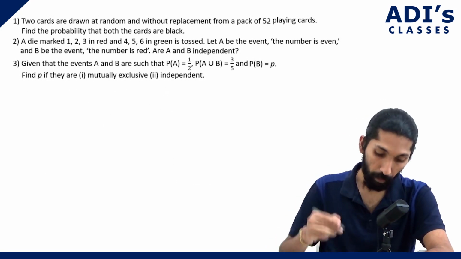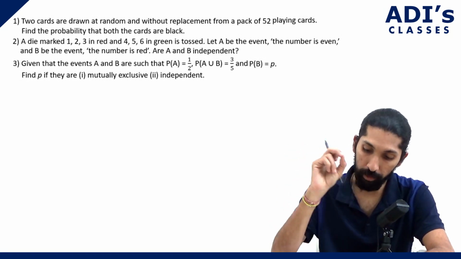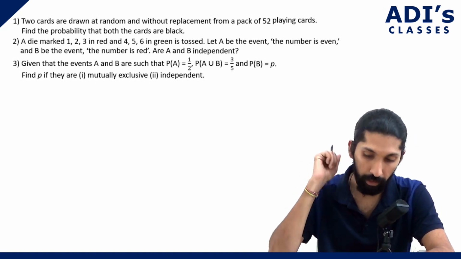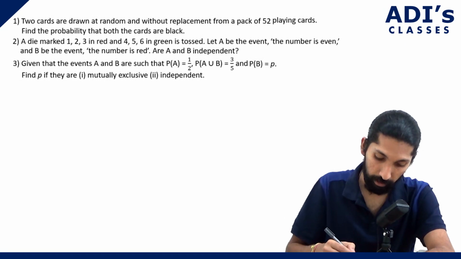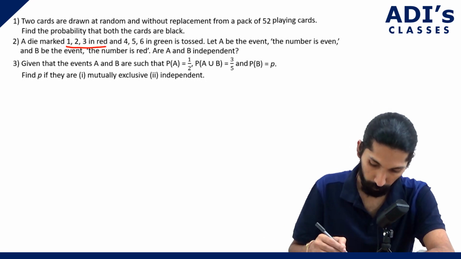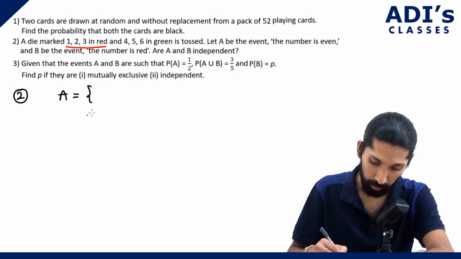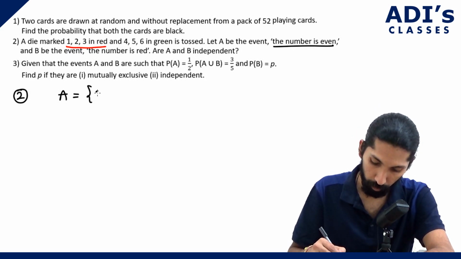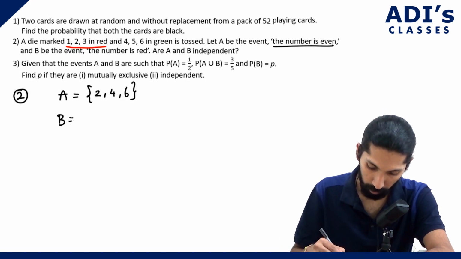Look at the second one. A die marked 1, 2, 3 in red and 4, 5, 6 in green is tossed. Let A be the event, the number is even, and B be the event, the number is red. Are A and B independent? So first let's write down what is there, what is not there. See, we have a die marked in such a way that 1, 2, 3, this is in red, correct? So for this second question, we can say that event A is, let event be, the number is even. How many even numbers are there? 2, 4, 6, correct?